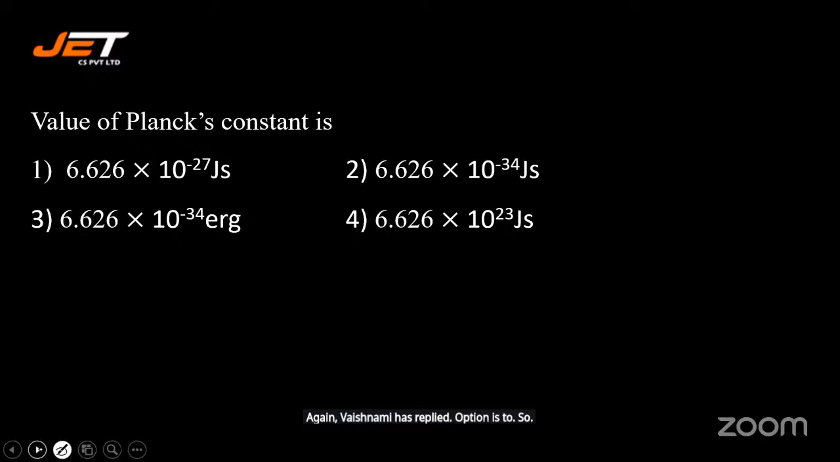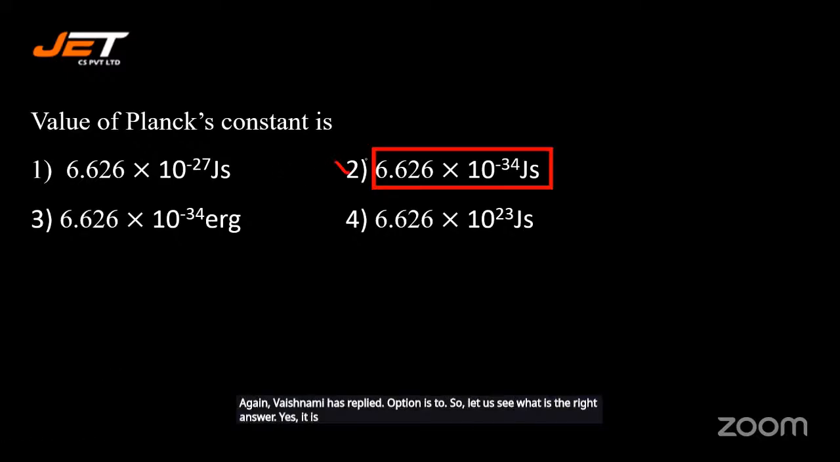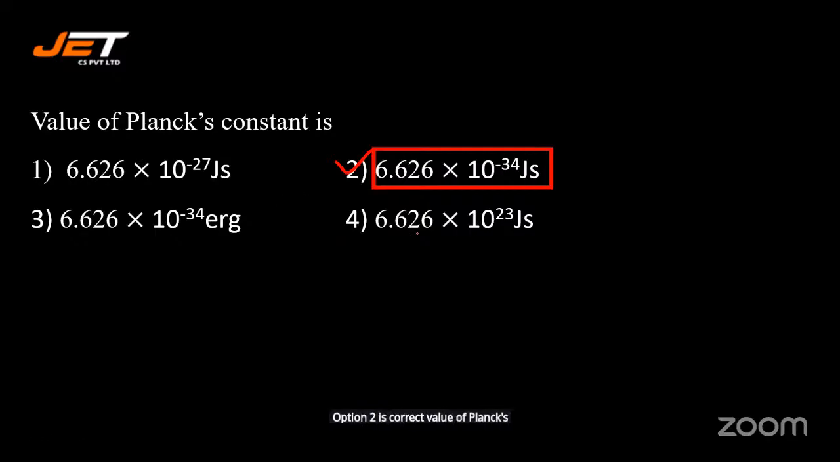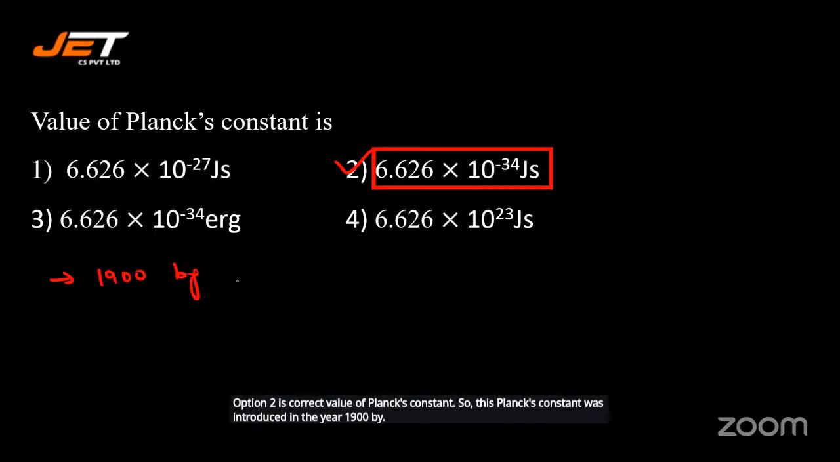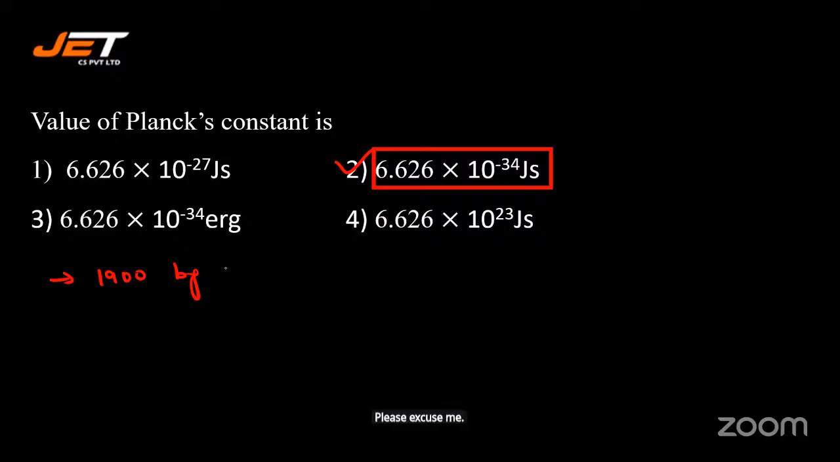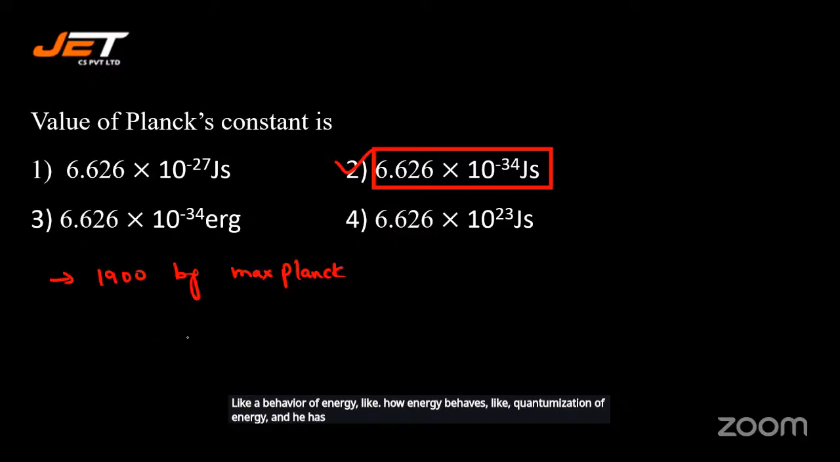So let us see what is the right answer. Yes, it is absolutely correct. Option 2 is correct, the value of Planck's constant. This Planck's constant was introduced in the year 1900 by Max Planck. So what did this Max Planck do? He has given certain behavior of energy, like how energy behaves, the quantization of energy, and he has given many postulates regarding that.